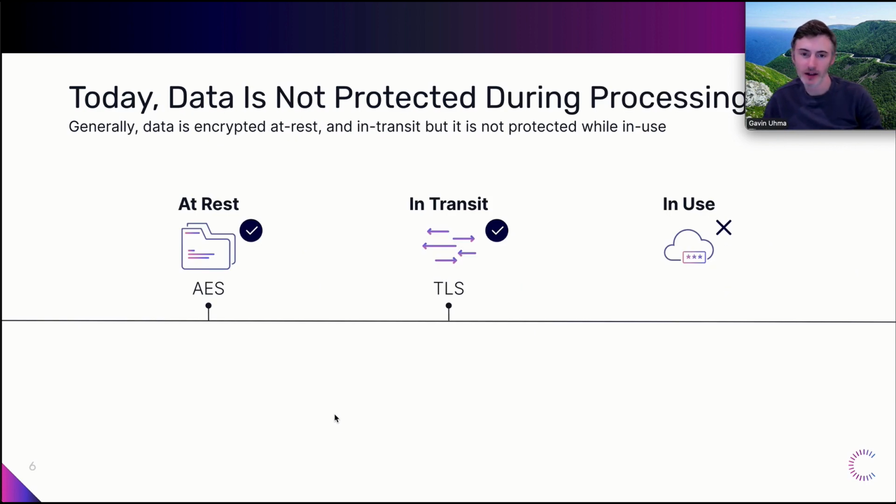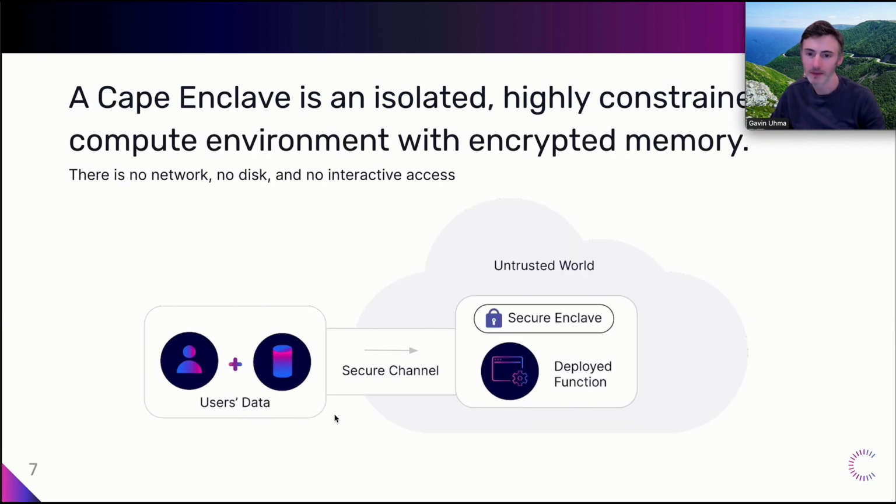And then when data is processed, and this relates back to the red boxes in our diagram, when data is processed, it's usually in plain text, right? And so having data not protected in use creates major exposure points. And so there's a new technology called secure enclaves that allows us to protect data when it's being processed.